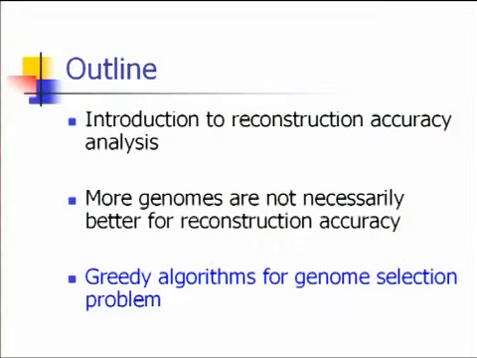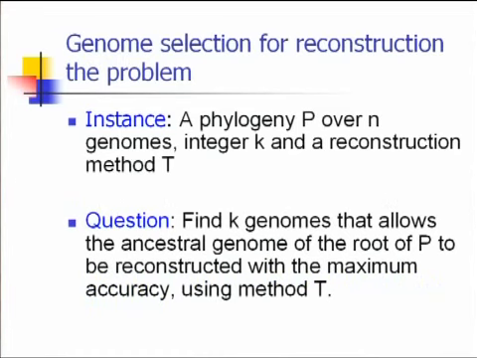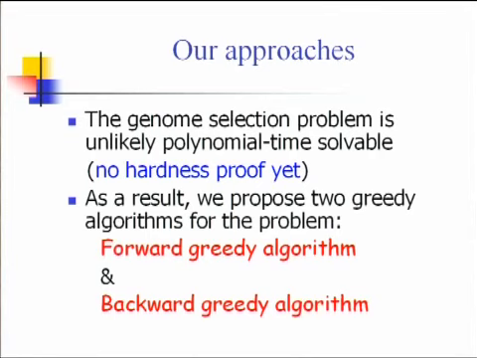In part 3, I propose two methods for this problem. The problem is quite simple, but it is unlikely to be polynomial-time solvable, though there is no proof yet. As a result, we propose two greedy algorithms for the problem. There are two natural ways to do this.